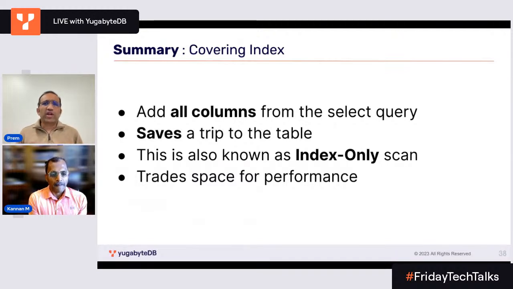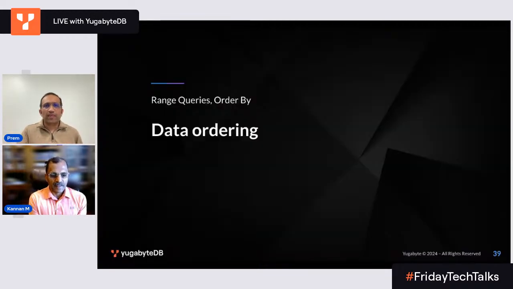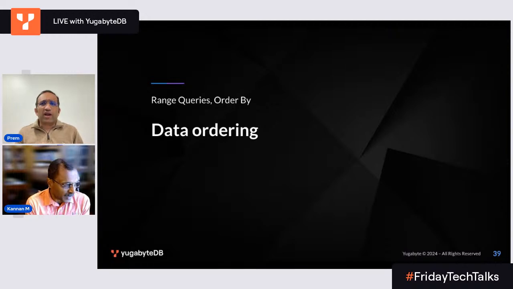So to summarize, when creating an index to speed up a query, add all columns in the select clause that are not part of the sharding to the covering index. This makes the query run faster with an index-only scan. But you have to remember, as you store more columns in the index, you are trading space for performance. Now let's look at data ordering.